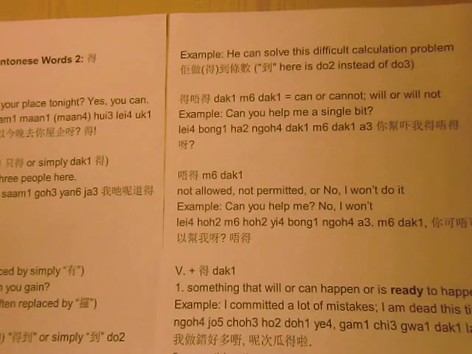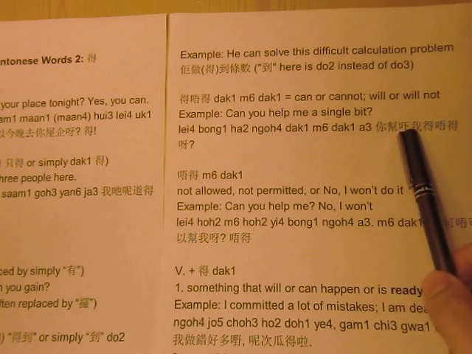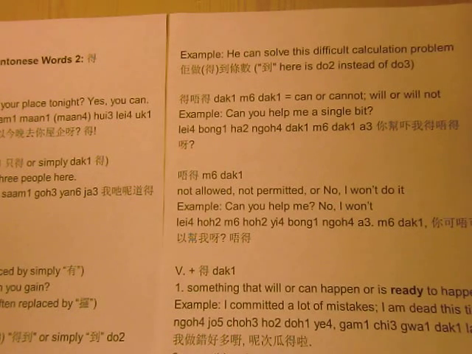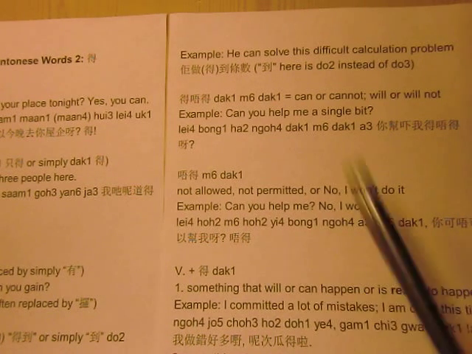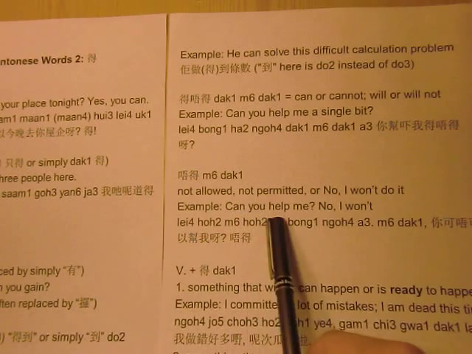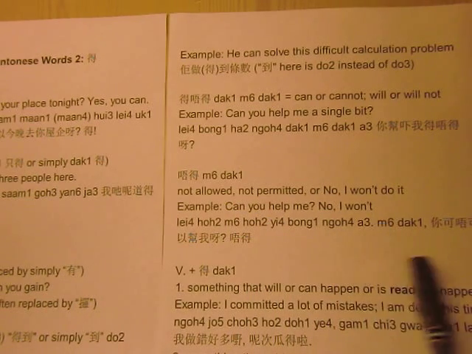It's a question. 你幫下我得唔得啊? You help a bit me. Can or cannot? Okay. And 唔得 means you cannot. You are not allowed, or I cannot do it. I won't do it. That is 唔得. So for example, can you help me? No, I won't. That's how to say it.